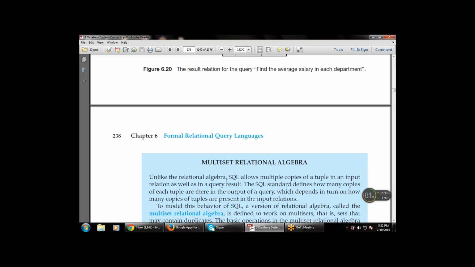The SQL standard defines how many copies of each tuple are there in the output of a query. It depends in turn on how many copies of the tuple are present in the input relation. To model this behavior of SQL, a version of the relational algebra known as the multiset relational algebra is defined to work on multisets, that is, sets that may contain duplicate values.